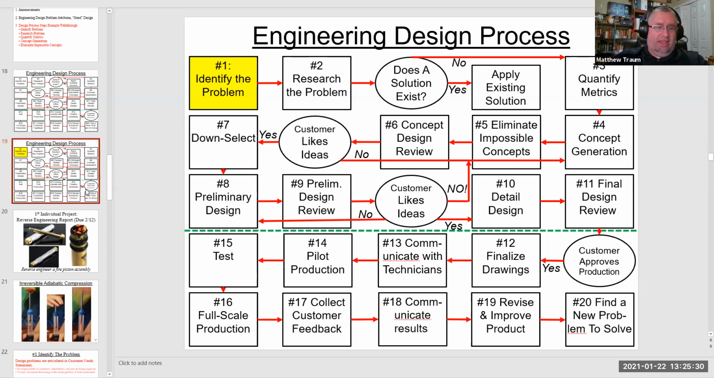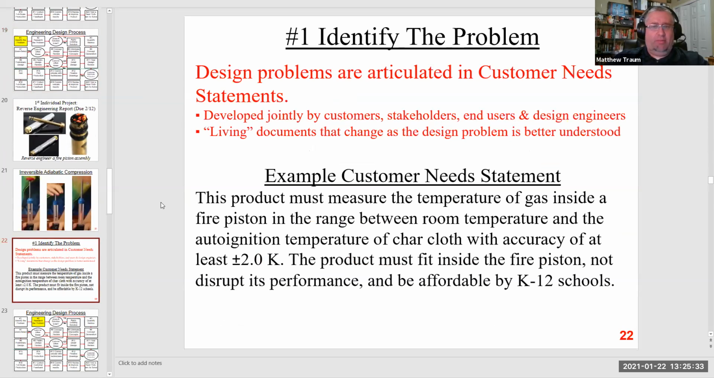And so normally what happens when we identify the problem is we get together as the design engineers with all of the stakeholders. So the customers, the end users, management of our company, board of directors, and figure out what it is that we're actually trying to design, usually using mechanisms like focus groups, right? So you get a bunch of end users or customers together and you ask them a bunch of questions about how is this thing actually going to be used to extract what the customer needs statement ultimately needs to be.